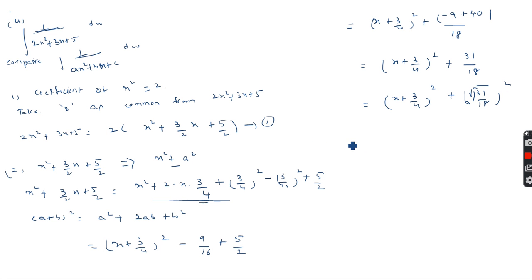So we convert x square plus 3 by 2 x plus 5 by 2 and write it as a sum of squares. Then 2x square plus 3x plus 5 is 2 into x plus 3 by 4 whole square plus root of 31 by 16 whole square.